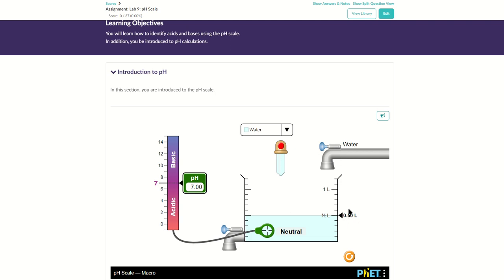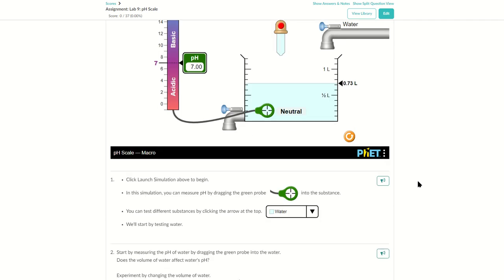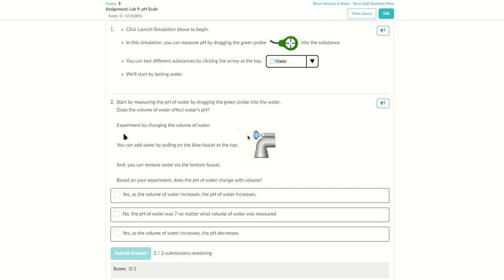And it tells you the volume over here. So notice that you can add in more water. You can add in more through here or through here. And then you can also let water out, meaning you can reduce the volume or you can increase the volume. So there's a few other options here for you as well. So you're going to start by checking if the volume affects the pH of the water. So you're going to experiment, change the volume, check what happens to the pH.